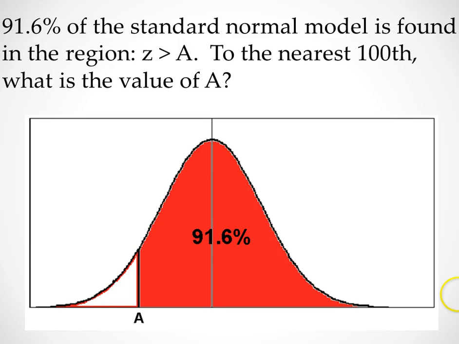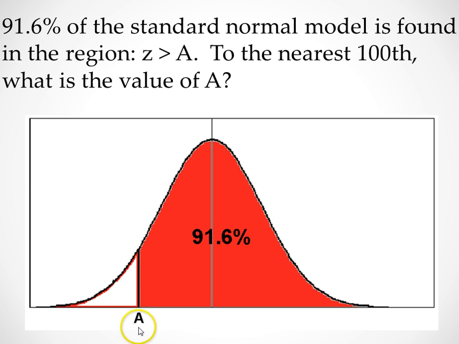It's where I give you the percentage and you have to find the z-score. So in this case, 91.6% of the standard normal curve, or the normal curve, corresponds to a region where z is greater than a. In other words, 91.6% falls greater than a score of a.